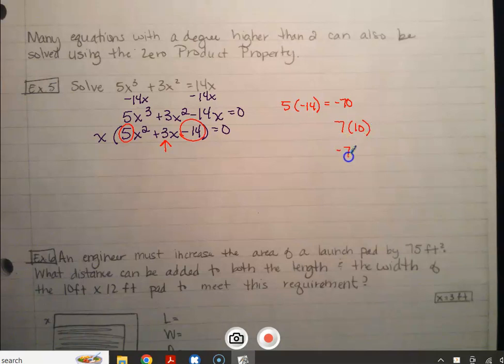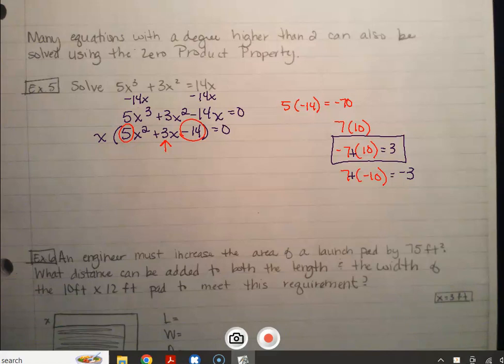But is it going to be negative 7 times a positive 10? Or is it going to be 7 and a negative 10? Which one gets me a positive 3 when I add them together? Negative 7 plus 10 is 3, whereas 7 plus negative 10 is going to equal negative 3. So the one I want is right here.